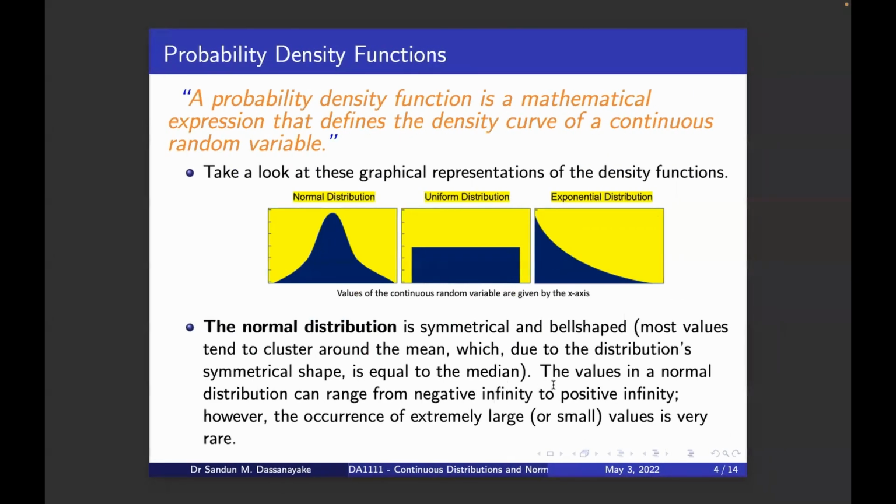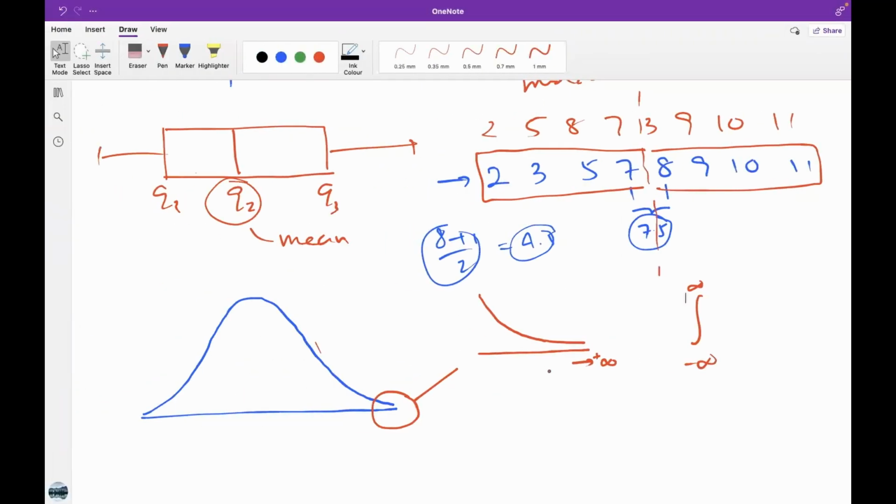And the values in a normal distribution can range from negative infinity to positive infinity. It goes all the way there. However, the occurrence of extremely large or extremely small values is very rare. Now, if you take a look at this curve that I have drawn here, at these green spaces, you can see it's very small. I have even zoomed in. So you can check that the probability, or the area under the curve, gets smaller and smaller as you go away from the center.